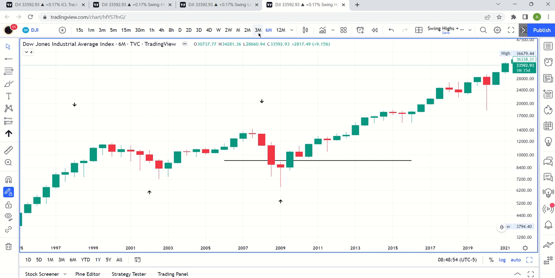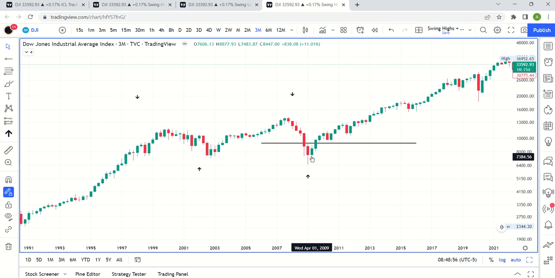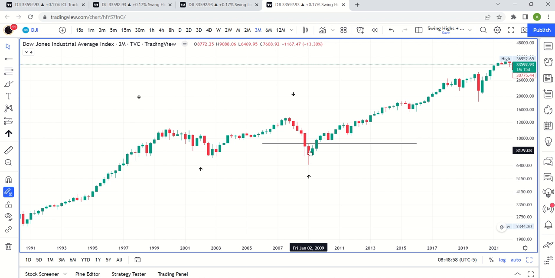What happens if you get down to the quarterly chart? Not much different, right? So the quarterly chart is actually the same candle or the same level, right? So the way to think about this is these two candles combined make up the 6-month chart. So that doesn't really give you any advantage.